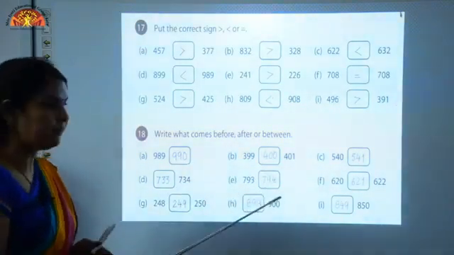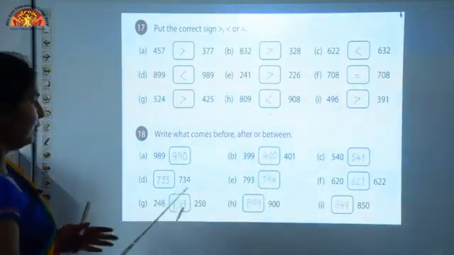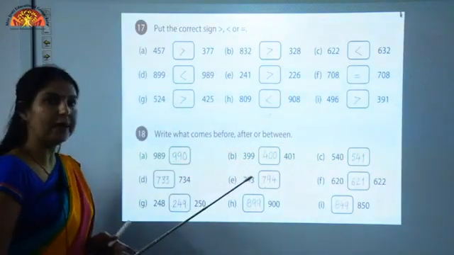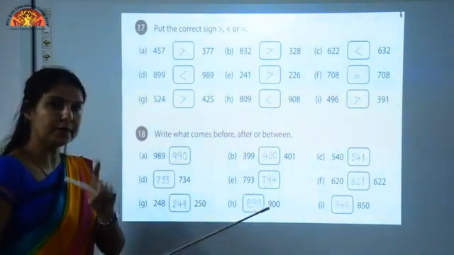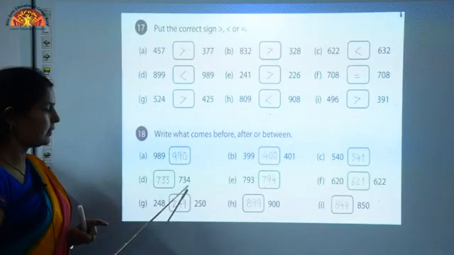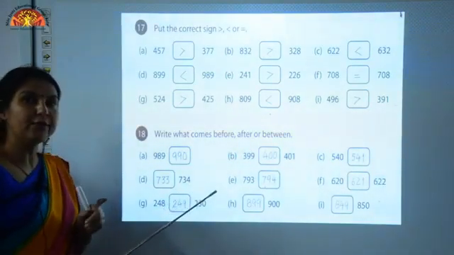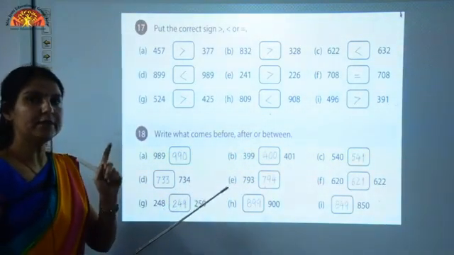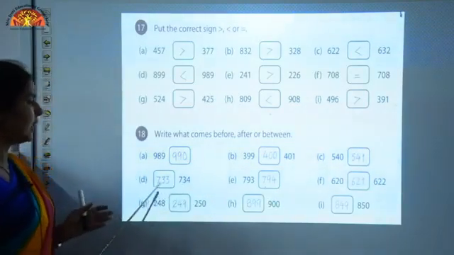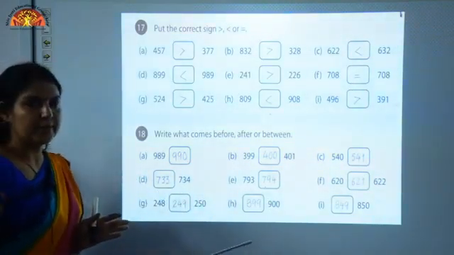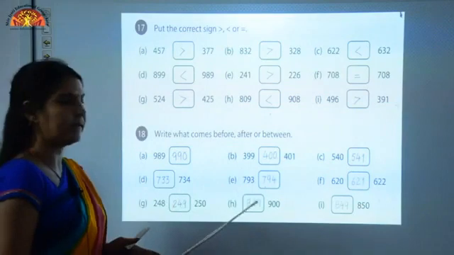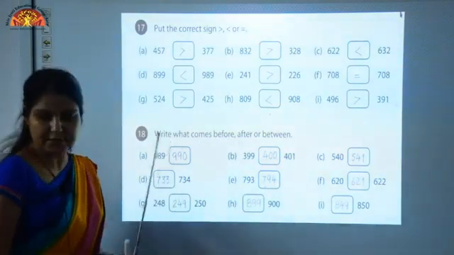Let's see one more example of before number. In before number, children, you have to subtract 1 from the given number. Here 734 is given. So you have to subtract 1 from 734. It will be 733. I hope you have understood. The rest of the sums you can do yourself.